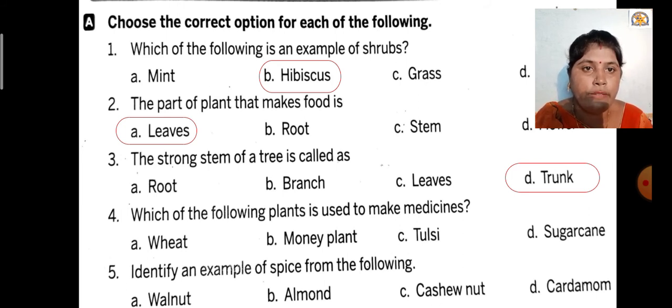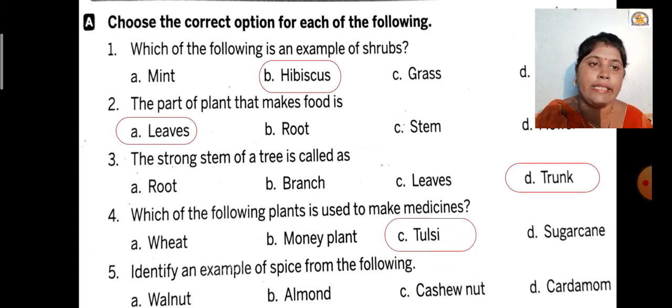Number 4, which of the following plants is used to make medicines? They have given us four plants: A, wheat, B, money plant, C, tulsi, D, sugarcane. From all the plants we get products, but the plant used as a medicinal plant is obviously tulsi. So the answer is C, tulsi.